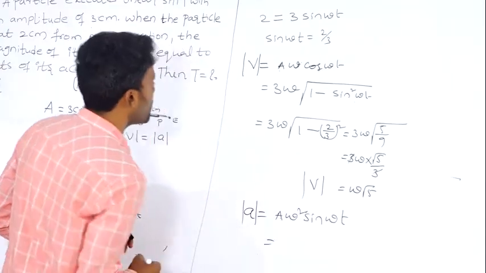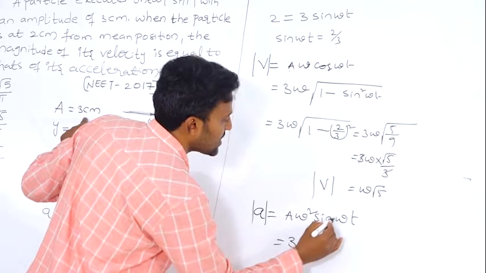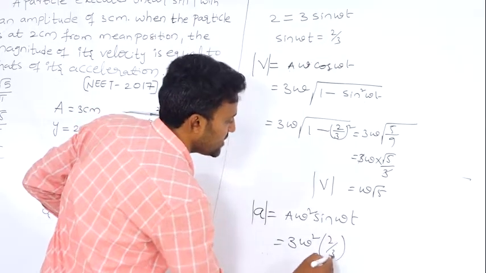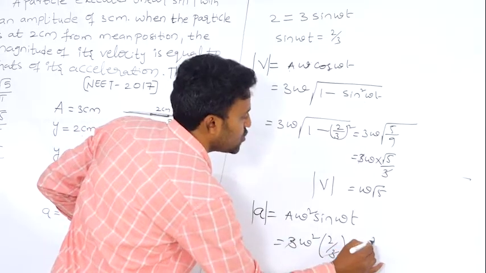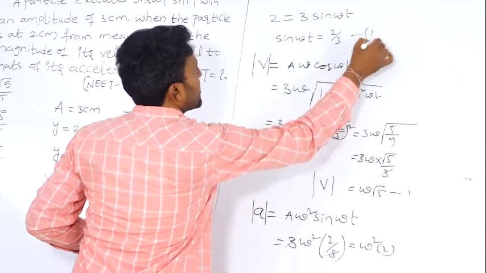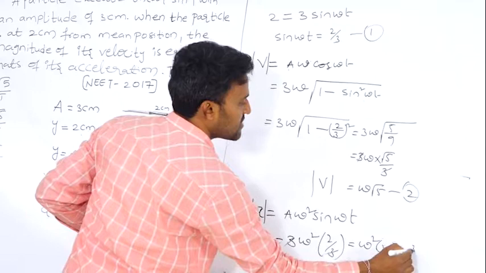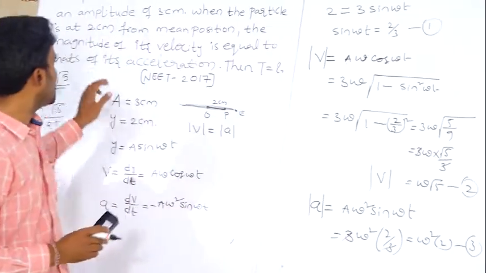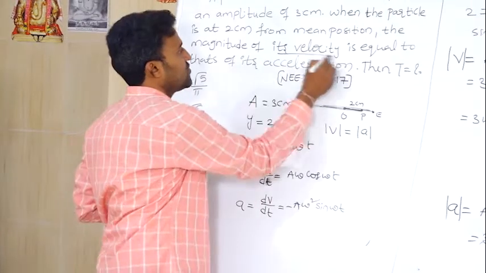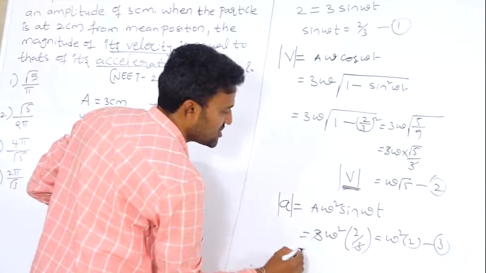Here what is the acceleration equation? They have given 3 omega square sin omega t is equal to 2 by 3. Here 3 gets cancelled, omega square 2. See here, this is for your understanding: this is 1, this is 2 and this one is 3. He is telling magnitude of velocity equal to acceleration. So velocity equal to acceleration. Here velocity is this one, acceleration is this one.